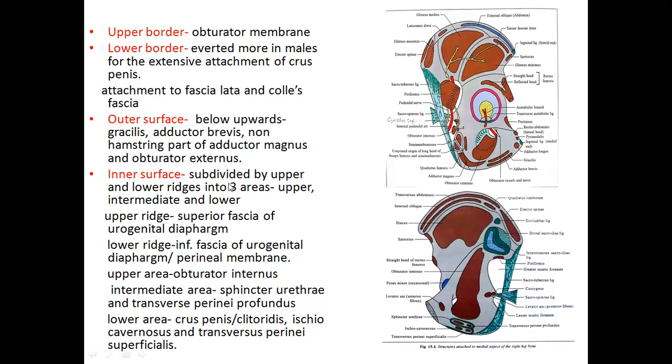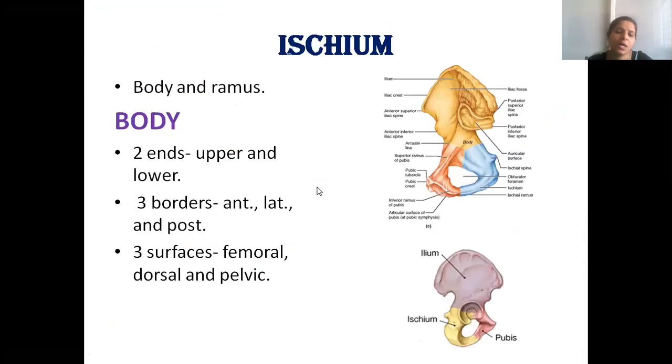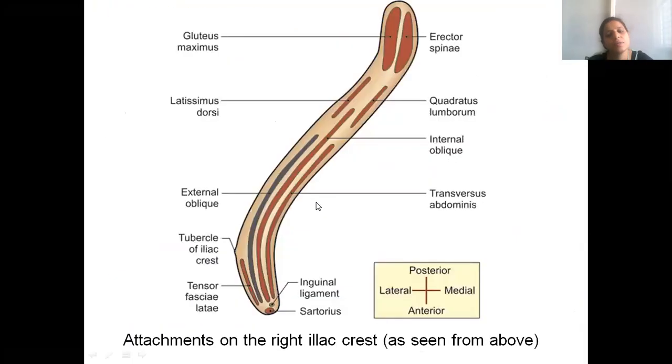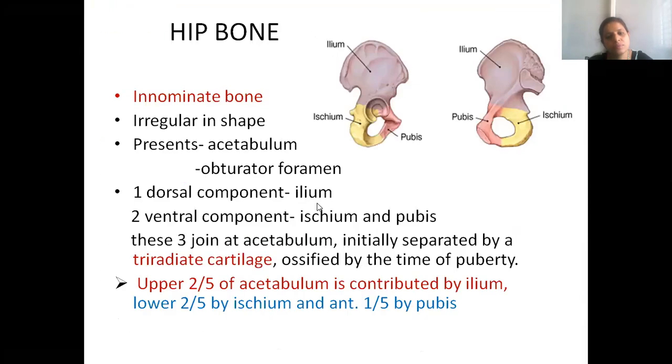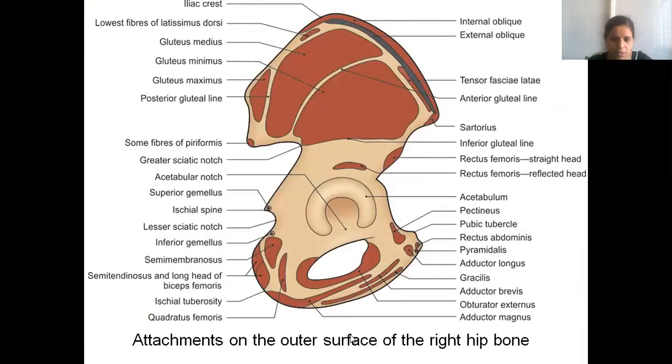Now when you see from outside, I told you it is the outer surface. Let me also show you the outer surface on my video. This is the outer surface. What are the various muscles attached here? I told you adductors. Better I take you to the picture where we have clear, easy pictures.